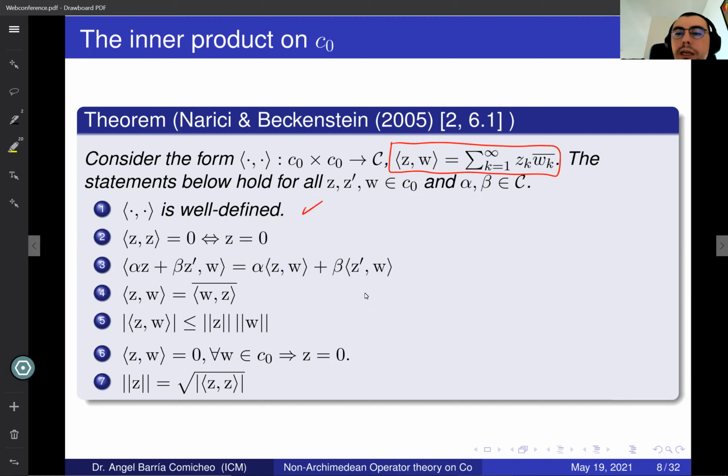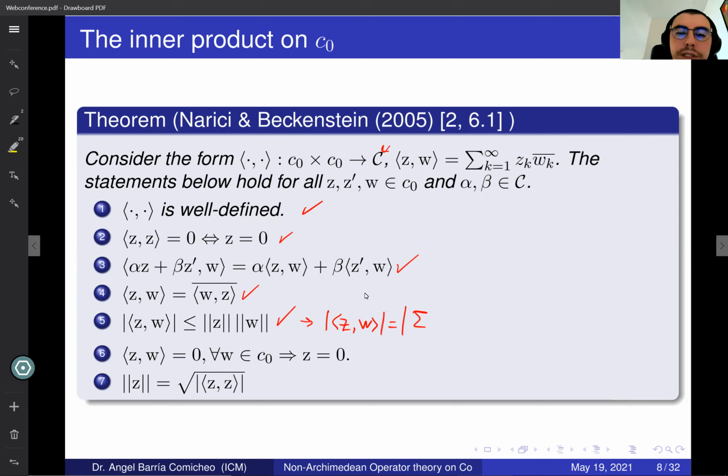It's well defined because in a complete non-Archimedean valued field, if the general term goes to 0, then the whole series converges. So it's well defined, it's well behaved. It is linear in the first component, behaves well with the conjugate operation of the field, the complex Levi-Civita field, and is continuous with respect to the norm. This is very easy to see. Let me show you.